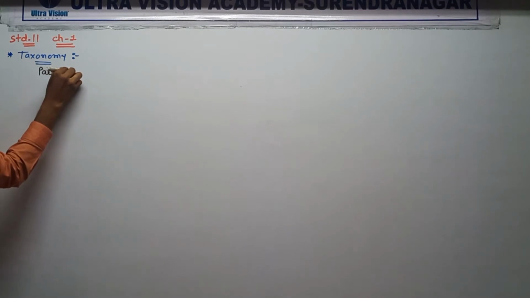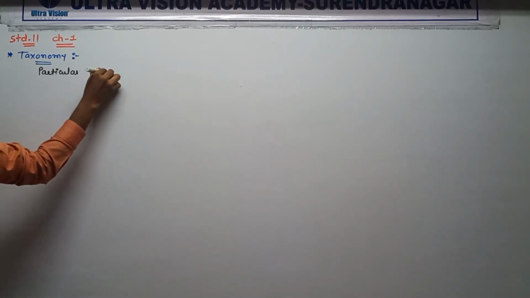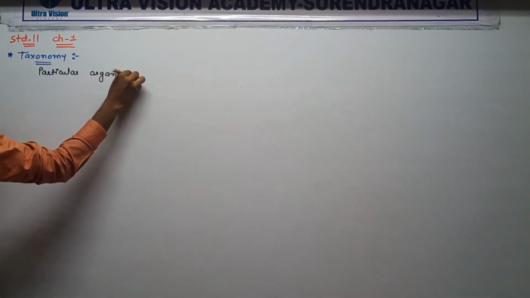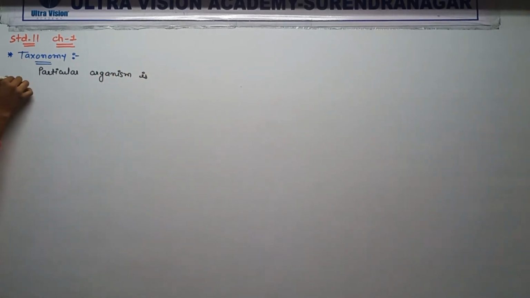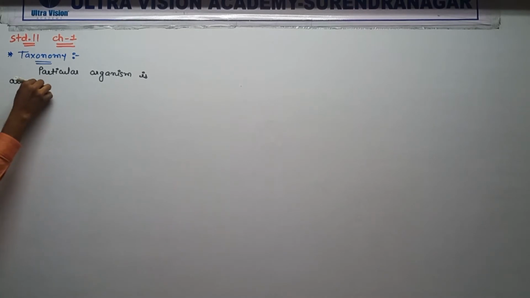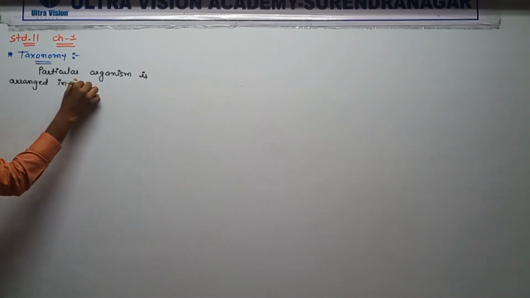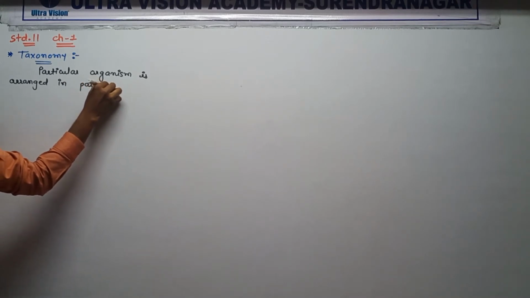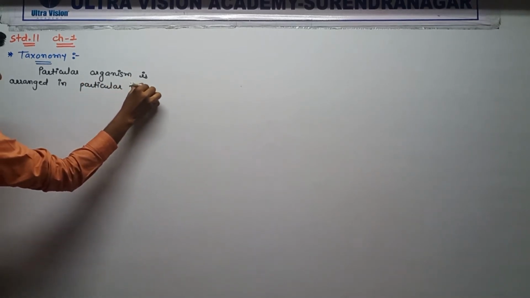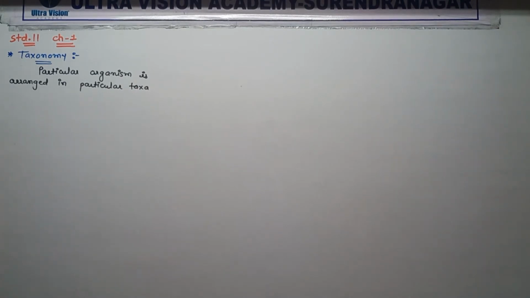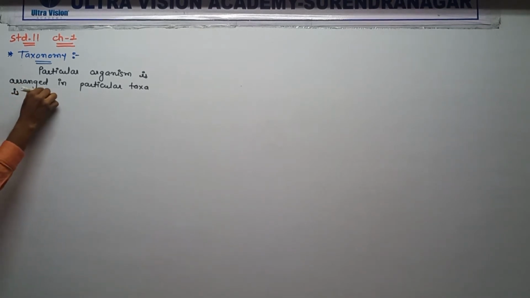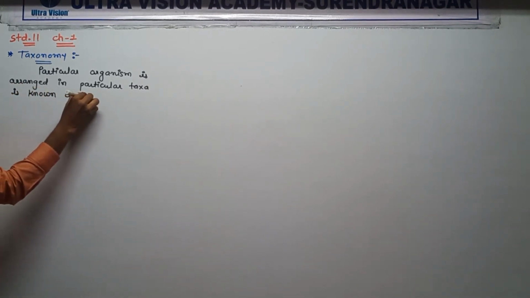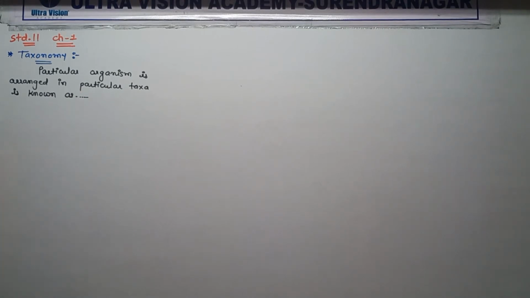Particular organism is arranged in particular taxa is known as taxonomy. And here we classify the animal or organism.